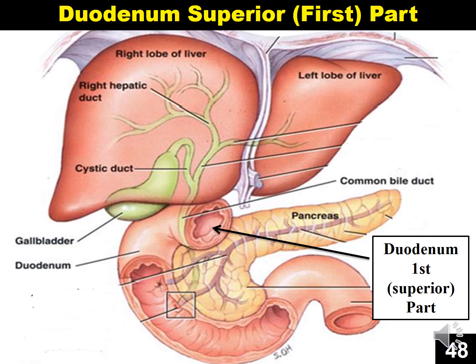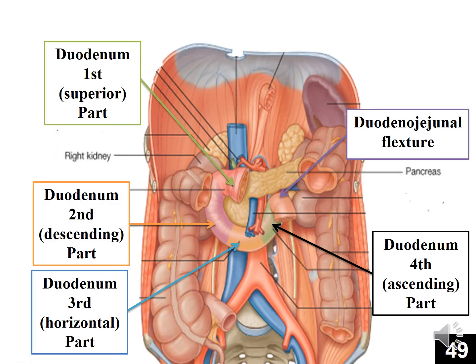Here you can see with this diagram the duodenum: this is the superior part, then after it comes the second part or descending, then the horizontal, then the ascending, and this is the duodenojejunal flexure. Here you can see again the pancreas and the duodenum. This is the superior part, this also indicated in orange is the descending part, and in blue the horizontal part, and this is the ascending part indicated in black, and the duodenojejunal flexure with the purple color arrow.